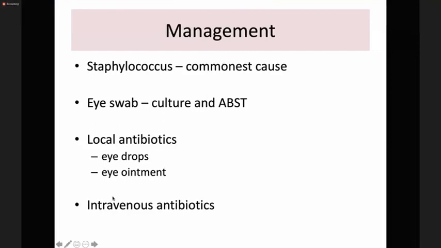Right, so intravenous antibiotics is used for periorbital cellulitis, whereas the local antibiotics should be used for the conjunctivitis. And periorbital cellulitis is commonly caused by Haemophilus influenzae. So the intravenous antibiotic you should use is something like cefotaxime or ceftriaxone.